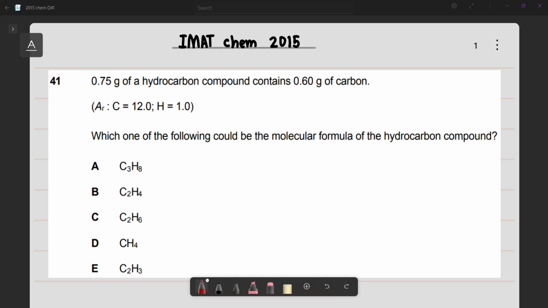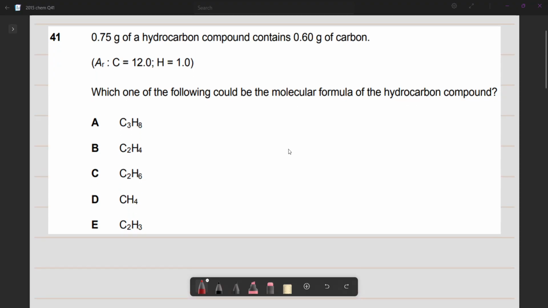We're given the mass of the hydrocarbon compound, the mass of a single element, which is carbon, and the atomic masses. With this given data, the only way to find the molecular formula is using the empirical formula method. The empirical formula is basically the simplest ratio of a compound.